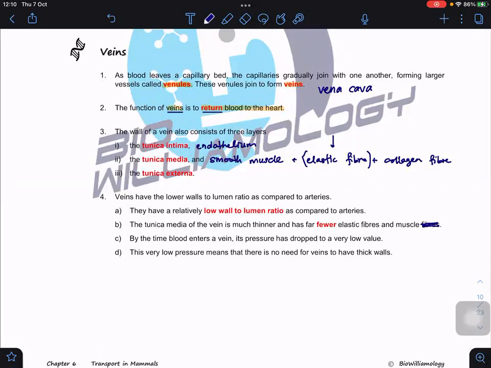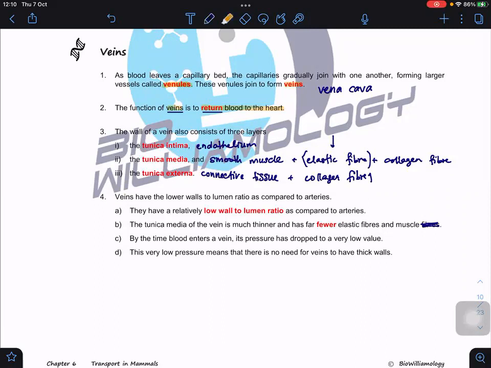Both of them consist of connective tissue with a lot of collagen fiber in this tunica externa. The collagen fiber basically gives the shape, and it connects the vein to the surrounding, so that our vein doesn't move here and there.